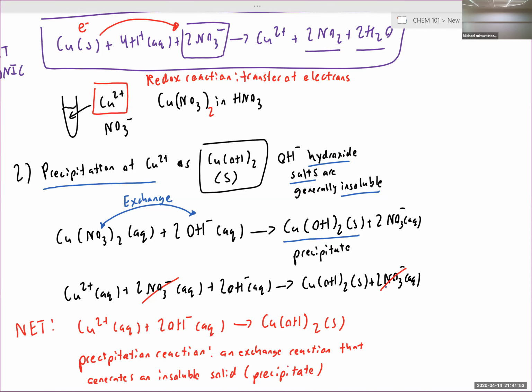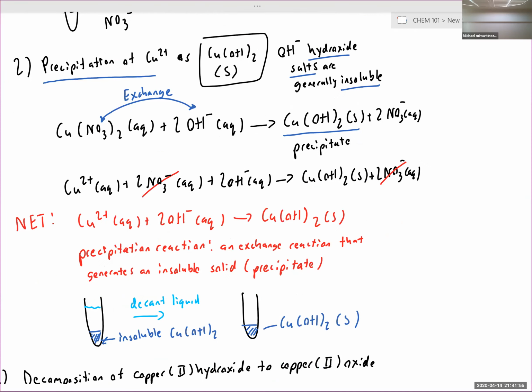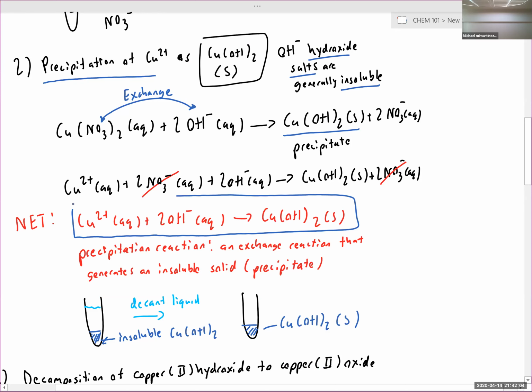Okay, now if we look fundamentally at a precipitation reaction, what's actually occurring is our copper ion in solution is reacting with the hydroxide ion in solution to make our precipitate. So we call this reaction a precipitation reaction, and it's an exchange reaction. Exchange because we are exchanging the ions associated with our ionic compound to generate an insoluble solid that we call a precipitate.